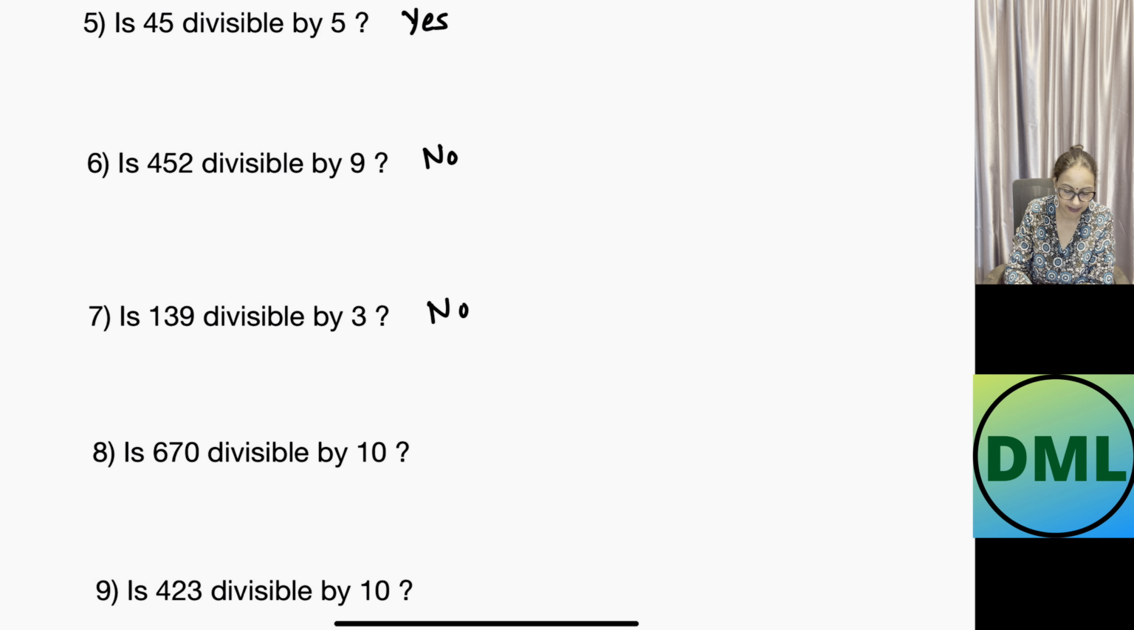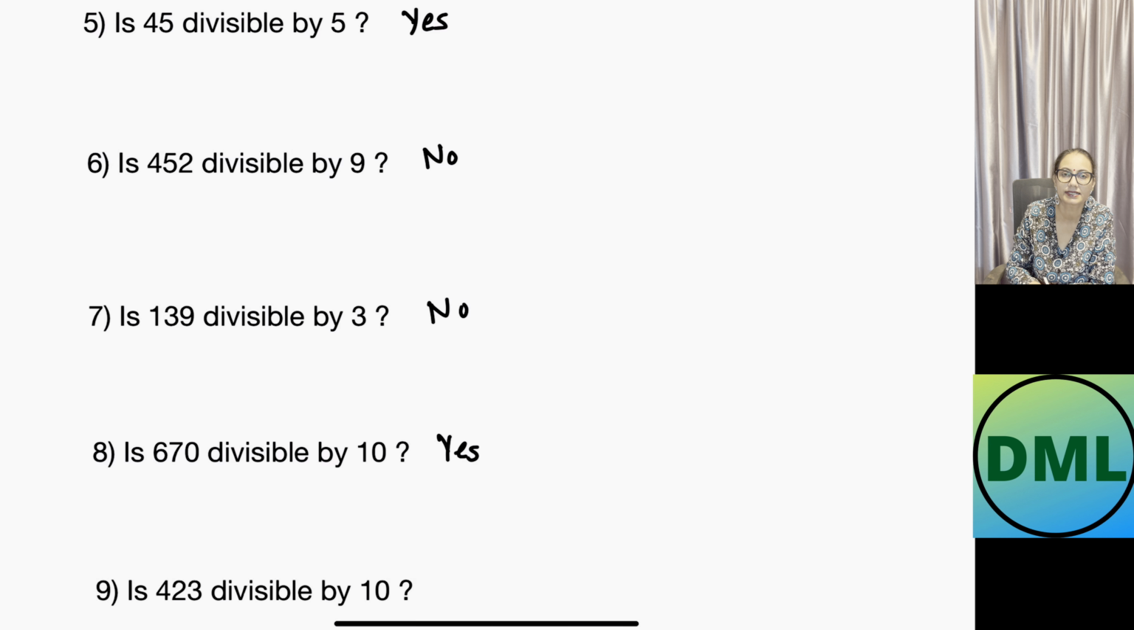Let's see the next example. Is 670 divisible by 10? What is our divisibility rule? The ones place should be 0 here. Is the ones place 0 here? Yes, we have, right? So that means this number is divisible by 10 and my answer is yes here.